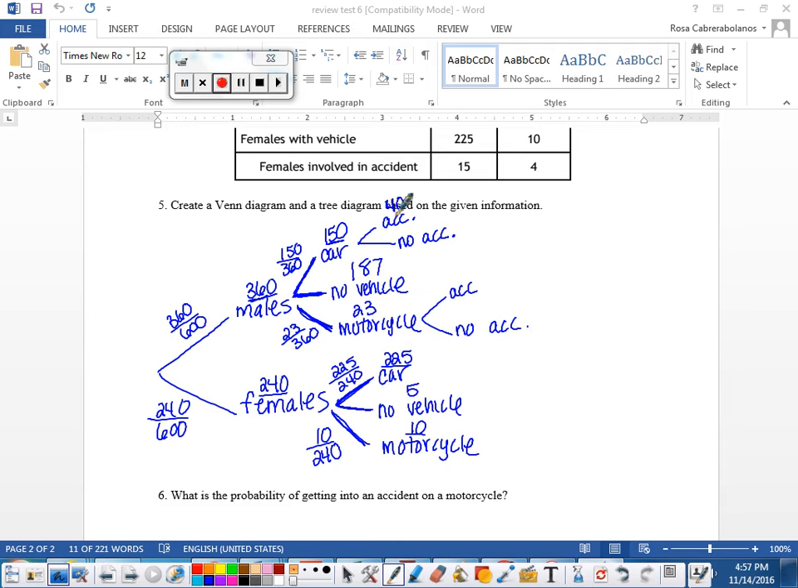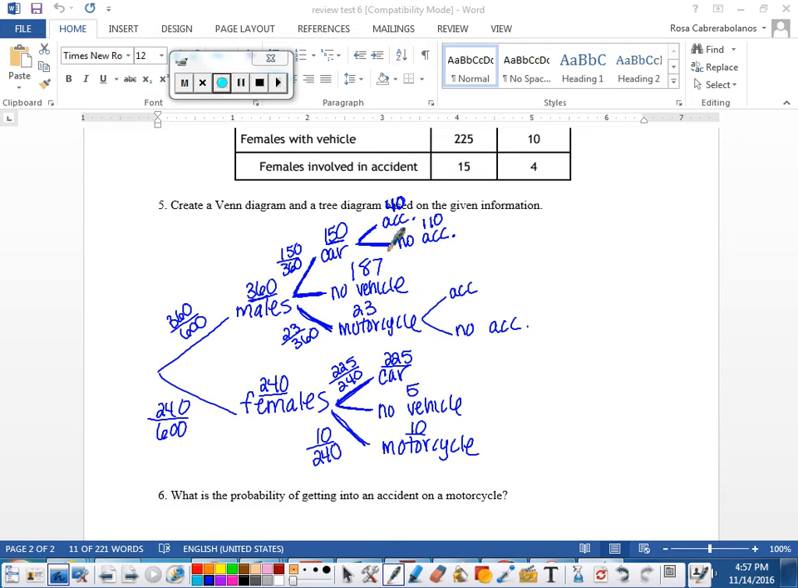If I want to get this branch, I would do 40 divided by 150. Now if 40 of the 150 had an accident, the remaining 110 did not have an accident. 110 plus 40 gives me 150. That's why I'm getting 110. To get this branch, I'm going to do 110 divided by 150.